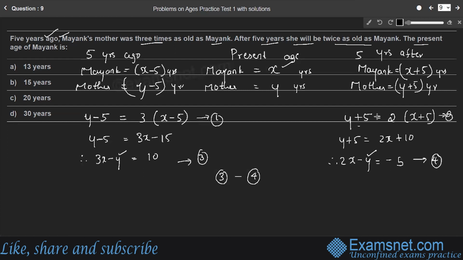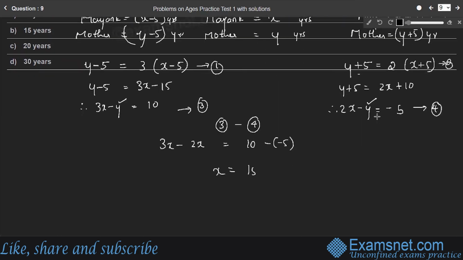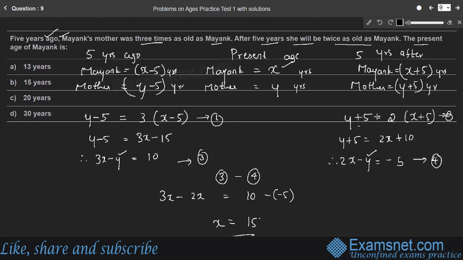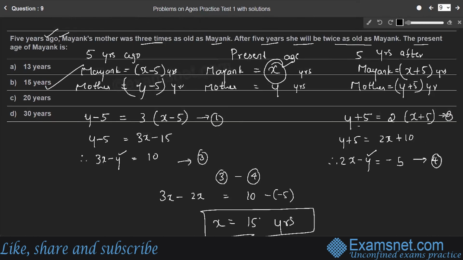So minus of minus y becomes plus y, so plus y and minus y will get cancelled. So 3x minus 2x is equal to 10 minus of minus 5, which gives 15, right? Therefore, the value of x is 15, right? The question is Mayank's present age. According to our assumption, it is x years. Value of x is 15, so his present age is 15 years, right? Therefore, option B is the right answer.